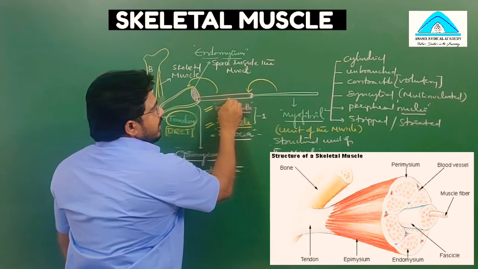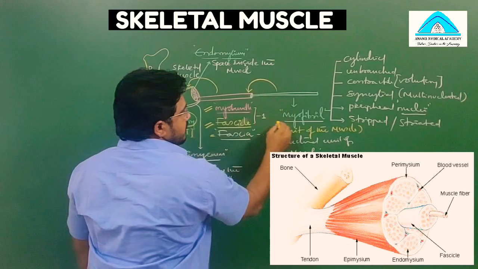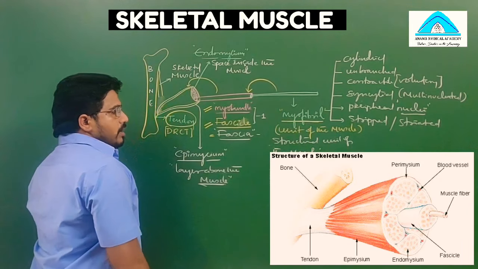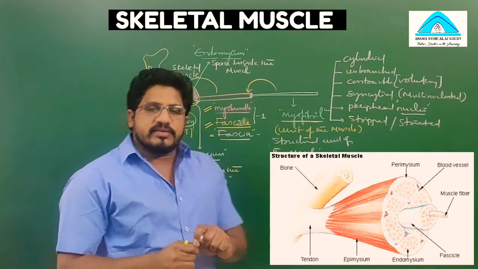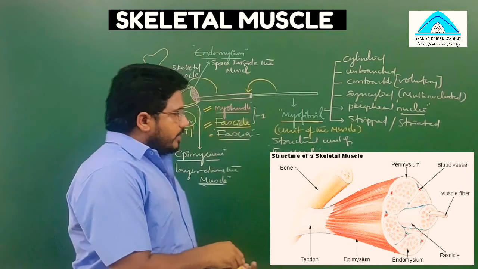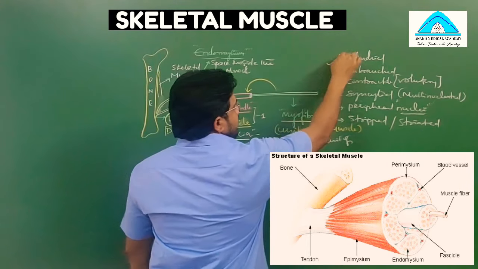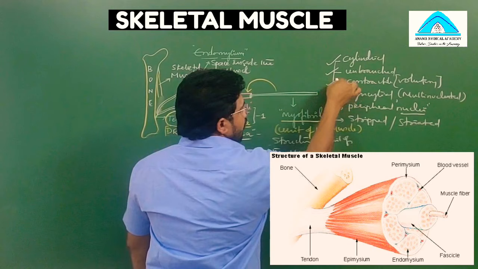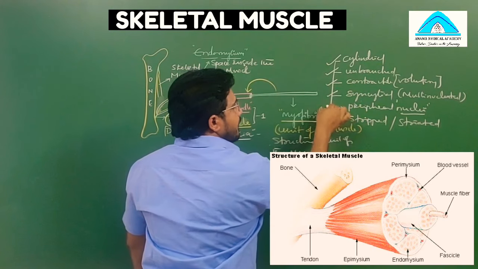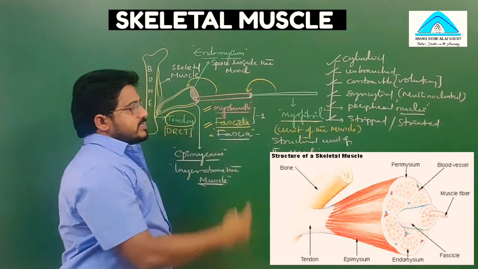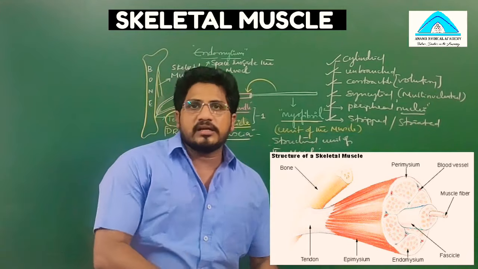Now inside the fascia, again so many bundle-like structures are present. They are called myofibrils. Myofibril is considered the structural as well as functional unit of the muscle, because myofibril is cylindrical, unbranched, contractile, syncytial, peripheral and striped. Let us see all the characteristics in its ultrastructure now.